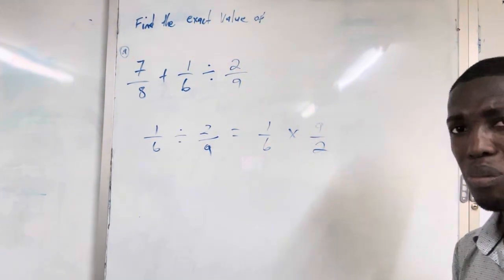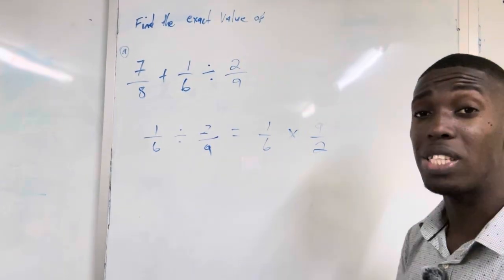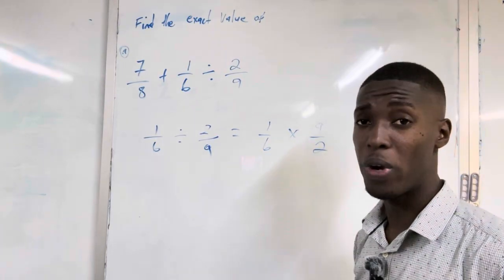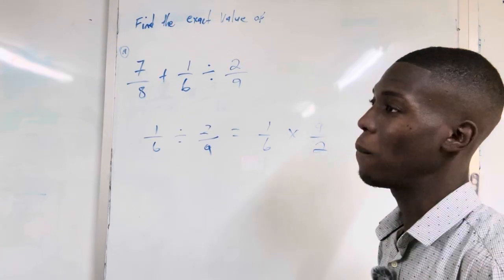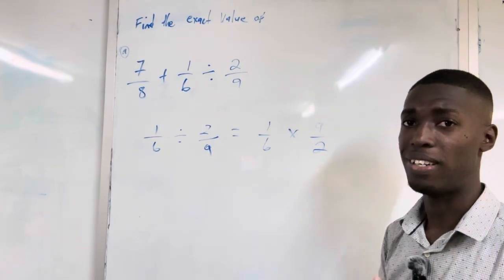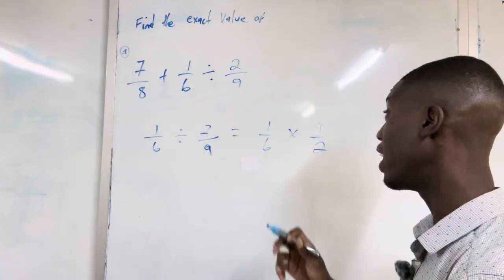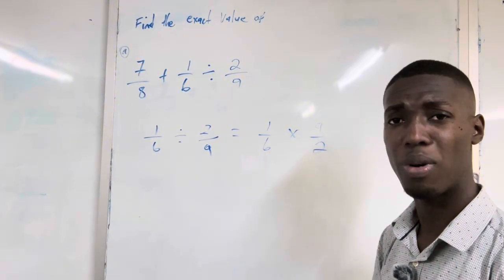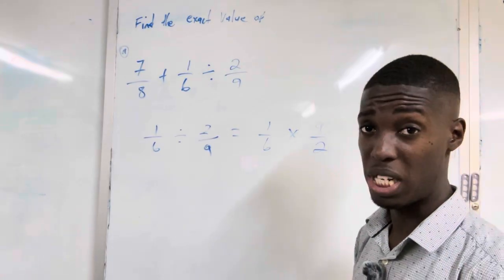Right. So if you look closely now, we have 1/6 multiplied by 9/2, right? When we're multiplying fractions, we always try to simplify the fractions, right? To make it easier to handle. So when we look closely, diagonally, we would have realized that we can find the HCF for 6 and 9, right? The highest common factor for 6 and 9. And that would be 3.